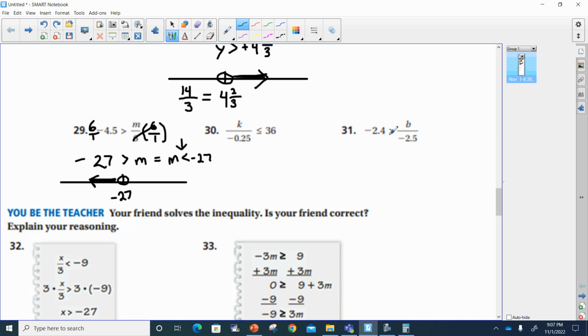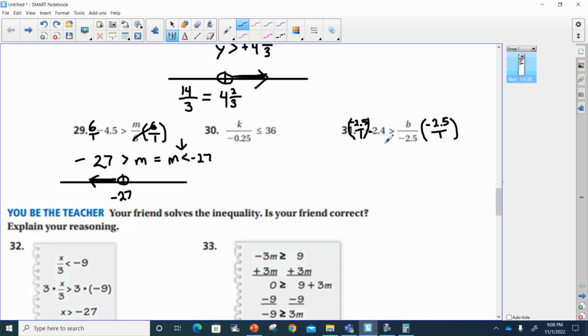Number 31 says b is being divided by negative 2.5, which means I will have to multiply it by negative 2.5 over 1. Well, the negatives cancel out, but remember, whatever I multiply to one side, I multiply to the other. So over here, I'm going to be multiplying this by negative 2.5 over 1. All right, now I got a negative times a negative. That's going to give me a positive number.